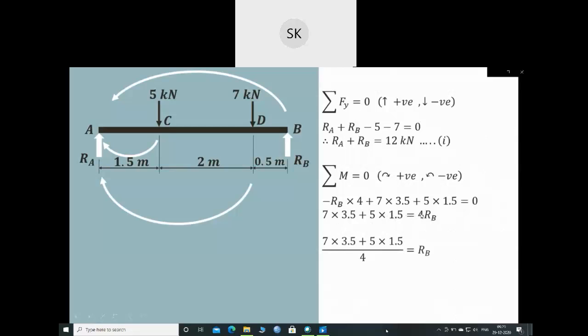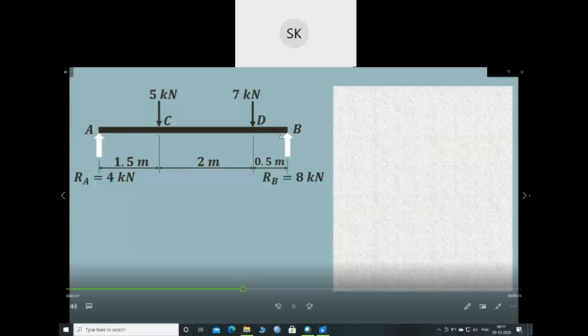So transfer this 4, which is in multiplication over here, it will come over here in division. So we can say that RB is 7 into 3.5 plus 5 into 1.5 divided by 4. If you make the calculation, it is 32 divided by 4, that is 8 kilonewton. Now we can substitute this value of RB in equation 1. From equation 1, RA is equal to 12 minus RB, that is 12 minus 8, which is nothing but 4 kilonewton. So in this way we have calculated the reactions RA and RB. Now we'll start with the shear force diagram calculations. The conventions which we have used.